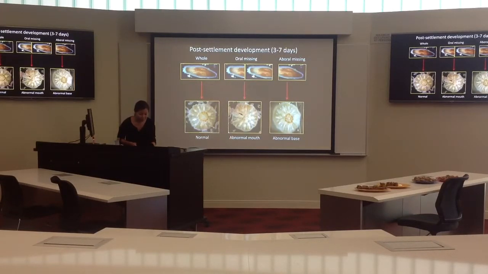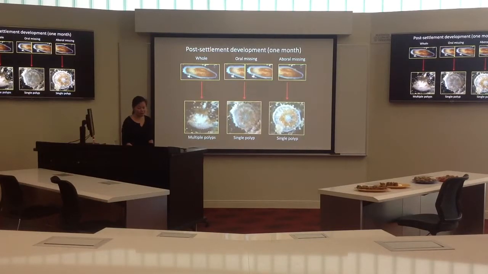If you are to follow this for a month, then you see a clear, distinct delay in development. And whole larvae by this time have developed multiple polyps now, and the sections with the oral ends missing have only a single polyp, and even the tentacle buds at this point are short and stubby. And the aboral end missing only has a single polyp at this point too. So this suggests that regeneration in the species is very slow.